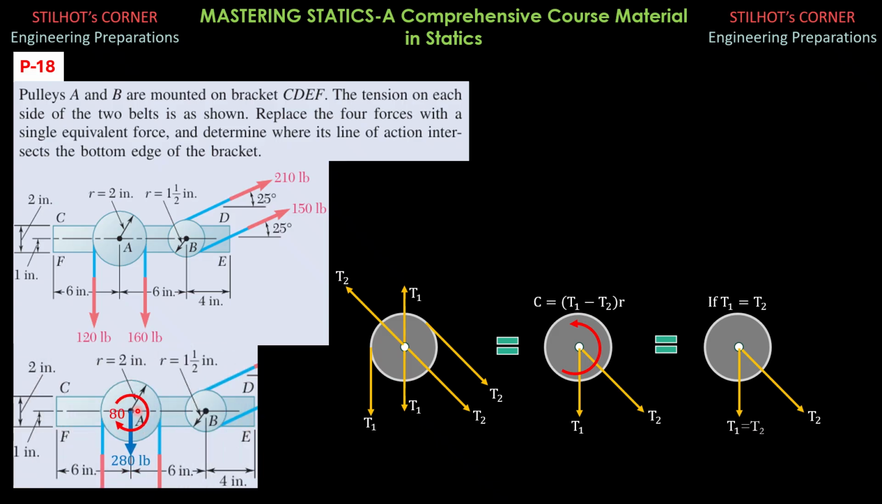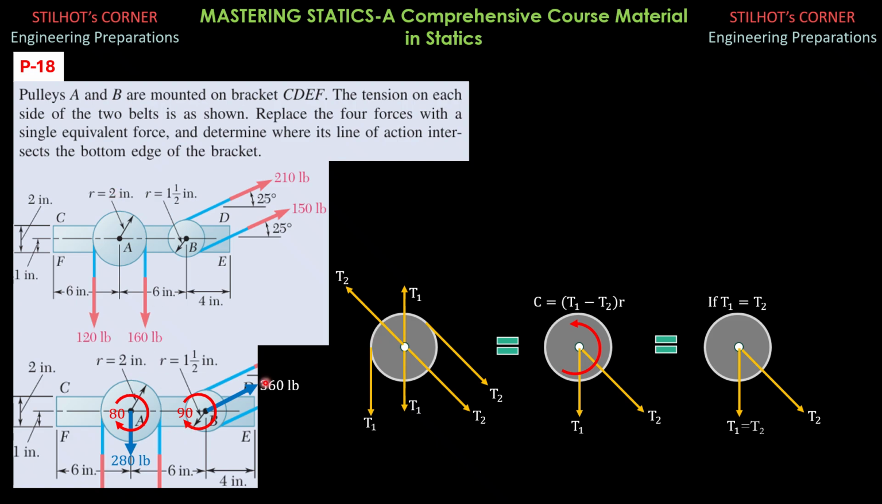So we have 280 pounds, and we have a clockwise moment of 160 minus 120. That's 40 pounds times radius 2 inches. So that's why we have 80. And this is now the force representing this system here. It is equivalent to this. Now for this system, we have 360 pounds, 25 degrees up to the right, and the couple is 210 minus 150, 60 times radius 1.5. That's why we have a clockwise moment or couple of 90 pound-inches. So that system is now equal to this.